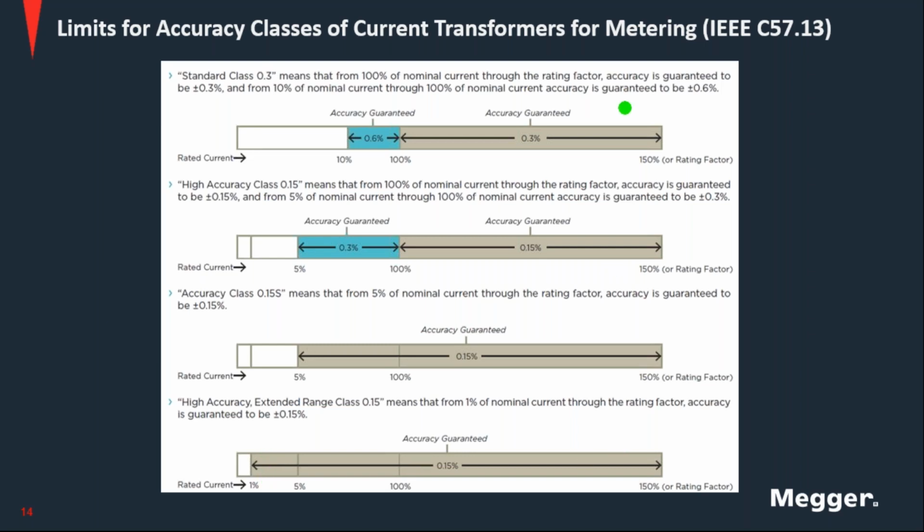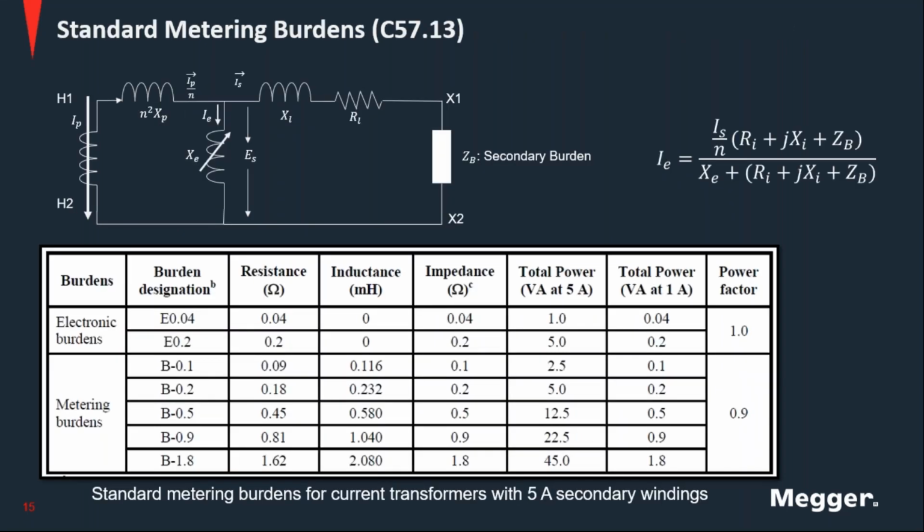Of course, the higher the accuracy and the bigger the range, the more expensive the CT or voltage transformer, and of course they need to be installed in the proper application. You might not be interchanging these types of classes because you may not cover your application accurately. Okay, I hope that makes sense.